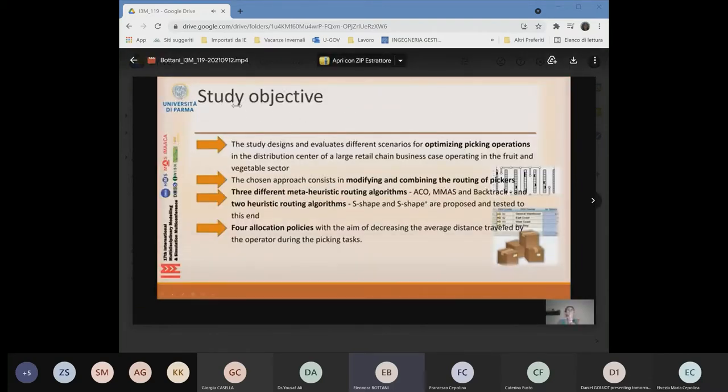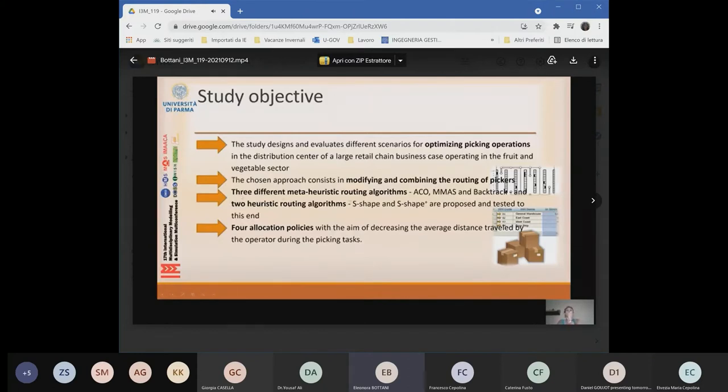The objective of this study is to design and evaluate different scenarios intended for the optimization of picking operations in the distribution center of the large retail chain business case, operating in the fruit and vegetable sectors. The chosen approach consists in modifying and combining the routing of pickers with four allocation policies. In terms of routing, three different meta-heuristic routing algorithms plus two heuristic routing algorithms are proposed and tested, coupled with four allocation policies with the aim of decreasing the average distance traveled by the operator during the picking tasks.